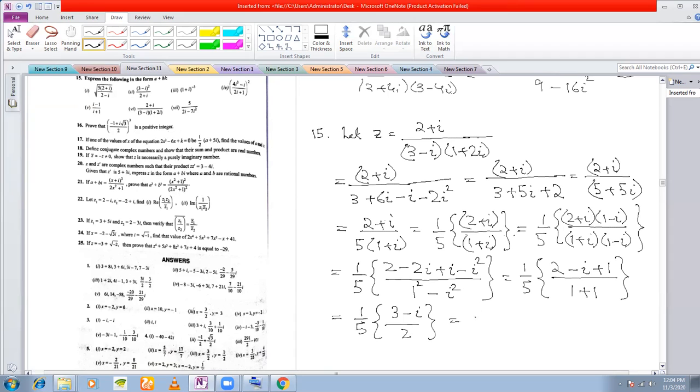So ultimately what you get here is 1/5 of 3 by 2 minus half i. You can leave it this way, or what you can do is you can multiply by 1 by 5. You get 3 by 10 minus 1 by 10 i. Okay. So this has been written in the form a plus ib. Okay. We move on to the next one, number 23.